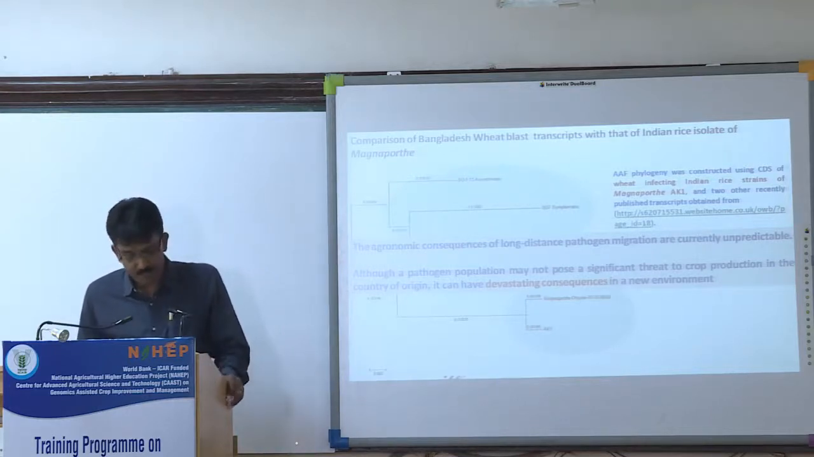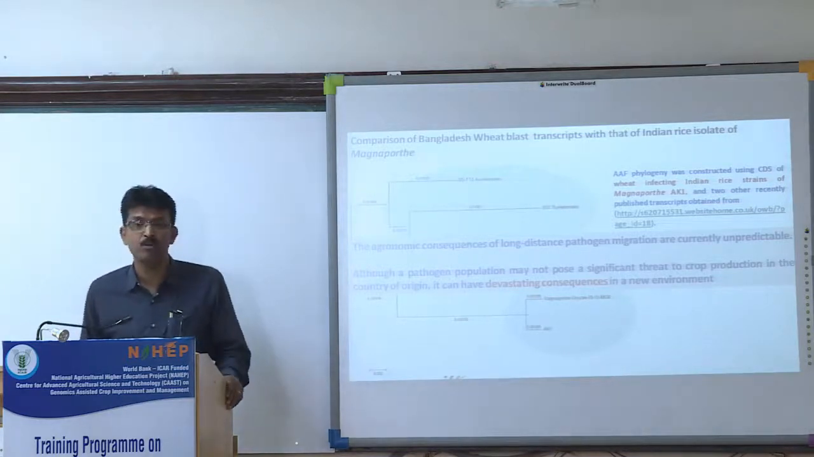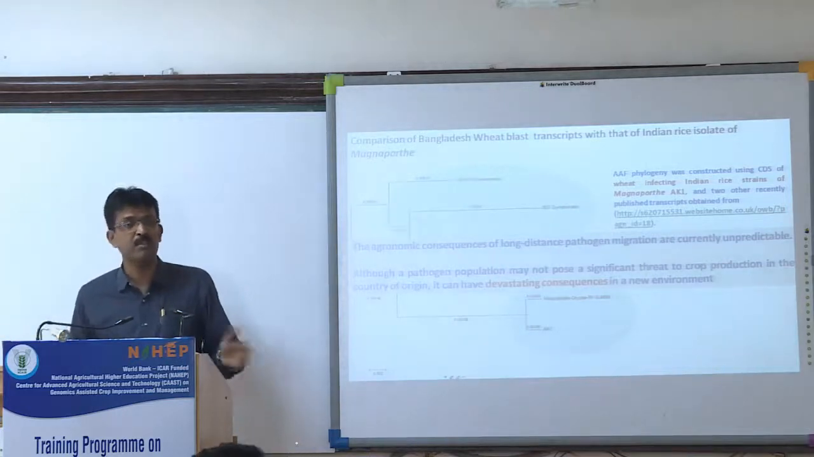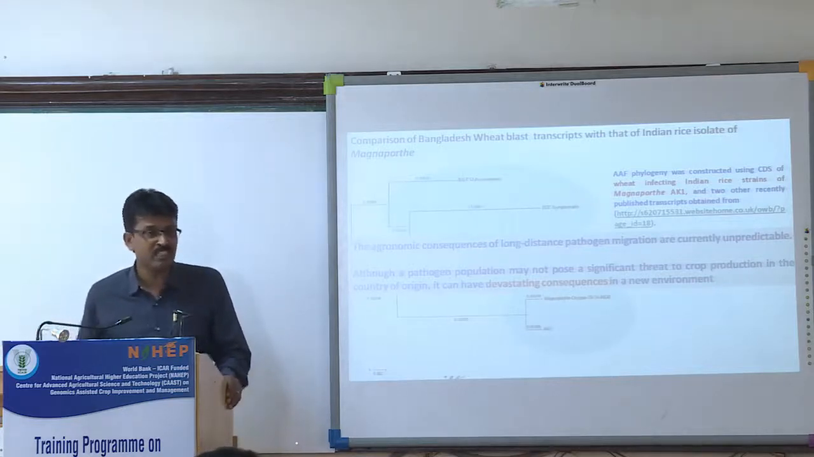The pathogen population may not pose a significant threat to crop production in the country of origin. For example, on the South American continent, they are still living with rice blast. Of course, production might have suffered a little bit, but they could sustain the yield. Right. When it comes to another country, it created havoc.